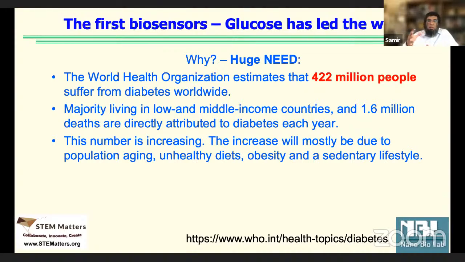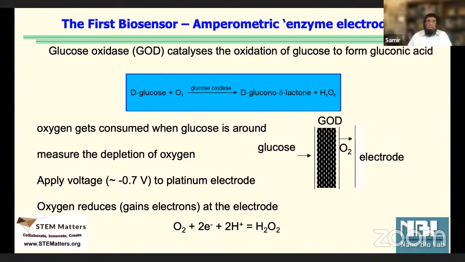But the thing is that the number is increasing, and there are reasons like population aging, diet, obesity, and lifestyle. We are still using a lot of blood-based glucose sensing, while there are new ways that can be done. But studying the glucose sensor helps us look at some parts that go into that. For example, it is a sensor that does amperometric enzyme detection.